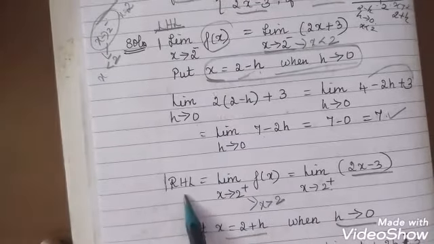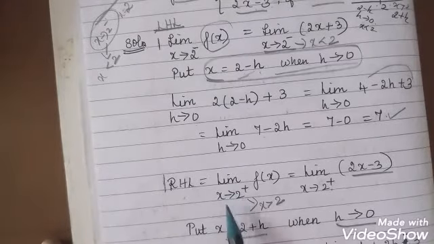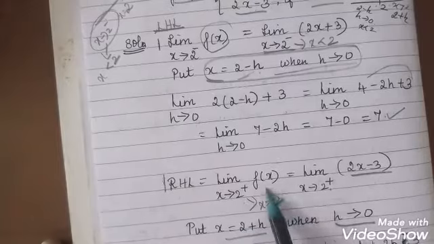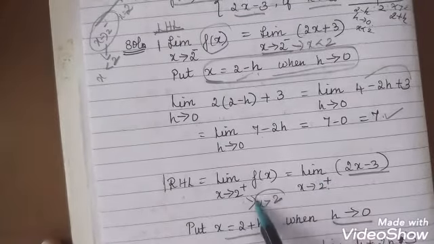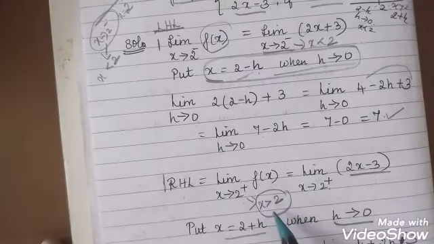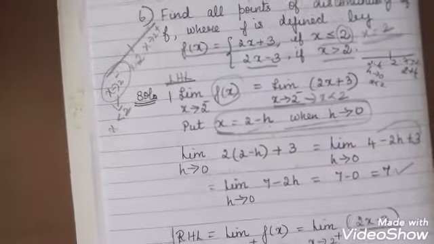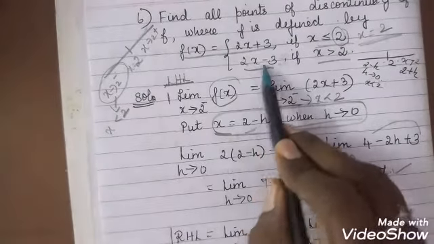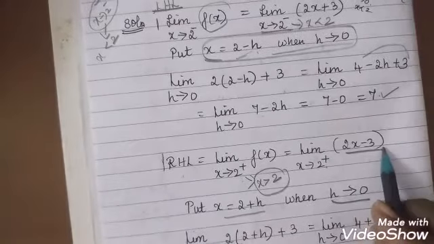Similarly, we'll go over to the right hand limit. So what is your right hand limit here? The right hand limit is nothing but the limit as x tends to 2 plus of f of x. What does x tending to 2 plus denote here? It's nothing but x greater than 2. So for x greater than 2, what is your f of x equal to here? It is 2x minus 3. So we'll just substitute here 2x minus 3.